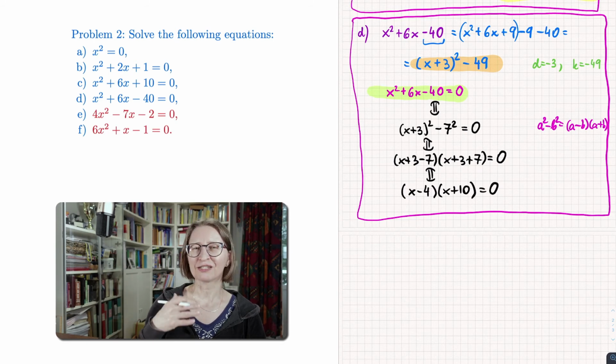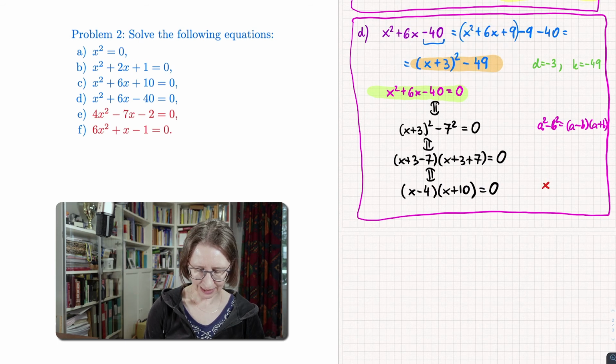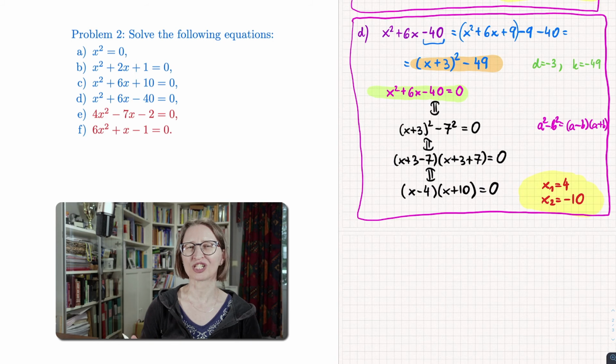And again, the zero product property tells us that if a product of two numbers is equal to 0, then at least one of these numbers must be equal to 0. So this gives us x1 equal to 4, because 4 zeros the first factor, and x2 is equal to −10, because −10 zeros the second factor. And we have the solution.